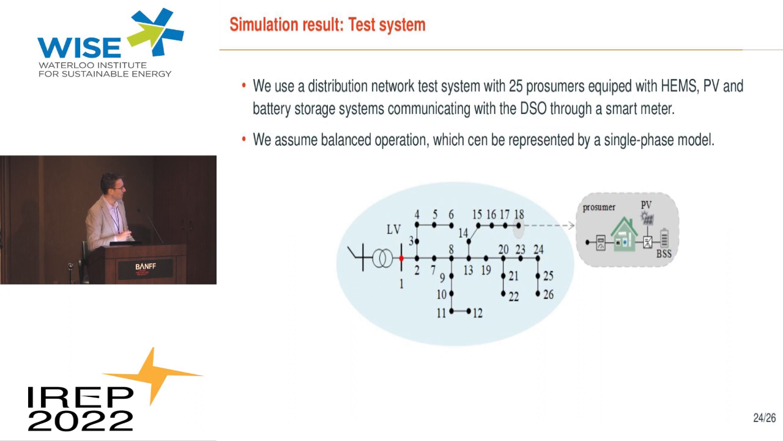So we use a fairly simplistic case study, a 25 bus test system. Each customer, again, was assumed to have a PV system and a battery system.